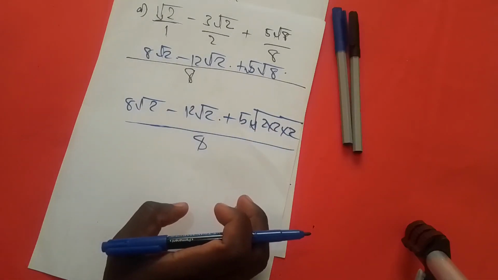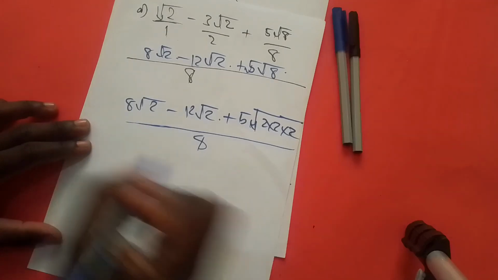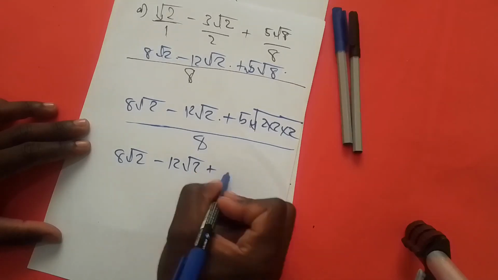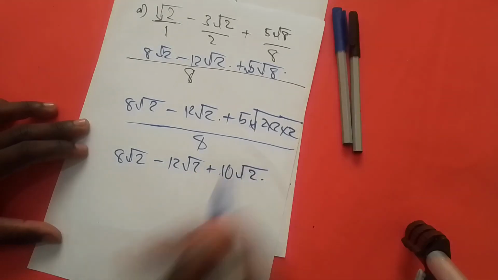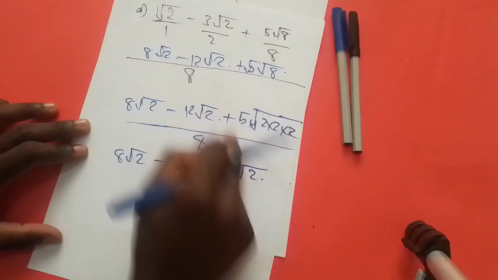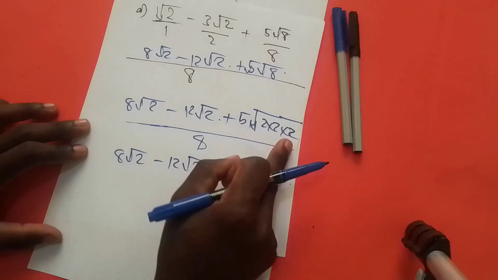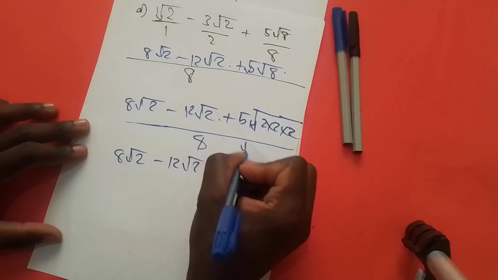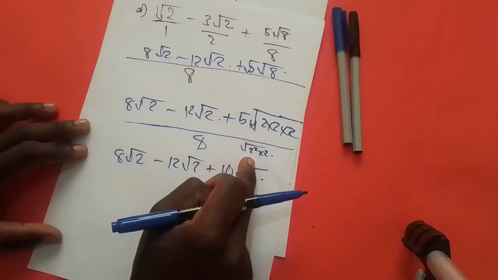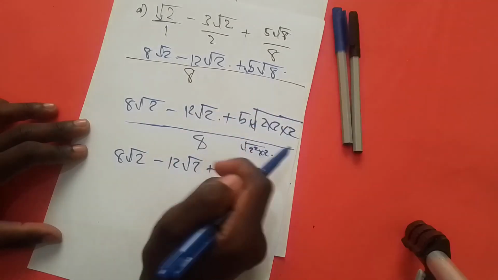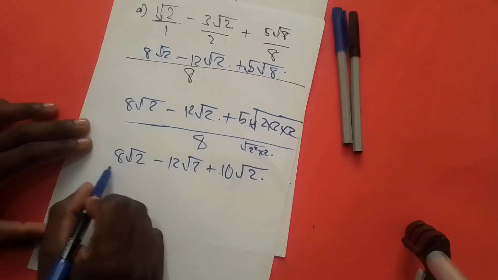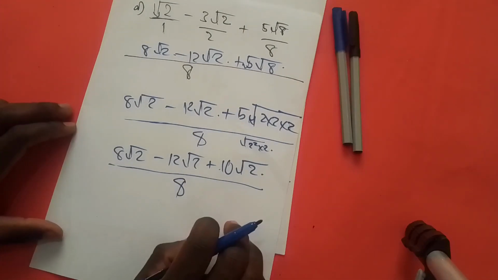So after this position, we're now going further and saying 8 root 2 minus 12 root 2 plus 10 root 2. How did it become 10? If you look at this part of the expression, we have 5 root 2 root 2 root 2. So this is just the same as root 2 squared times 2, right? The square root of 2 squared is equal to 2. So therefore, 2 is going to go outside the root sign and multiply with 5. Therefore, 5 times 2 is equal to 10 root 2, then all over 8. I hope that was clear.